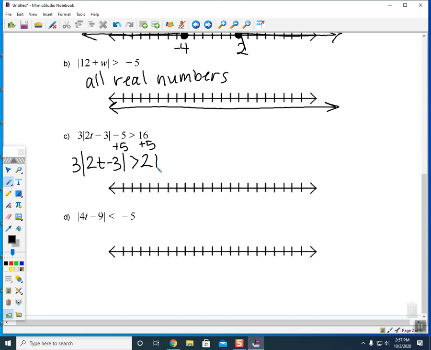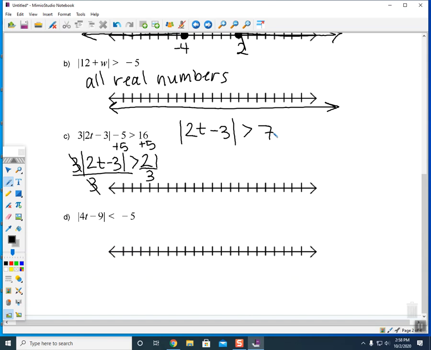Now I need to get rid of my 3. When it's right next to this, like this, I know that I'm multiplying. So to undo that, I'm going to divide by 3, both sides. These cancel. And so then I'm left with the absolute value of 2t minus 3 is greater than 7. Okay, something to remember, I've noticed this in a couple people's work. I can't drop the absolute value bars until I get to this point. Until I'm ready to break my equation into 2 parts, I'm not going to drop my absolute value bars.